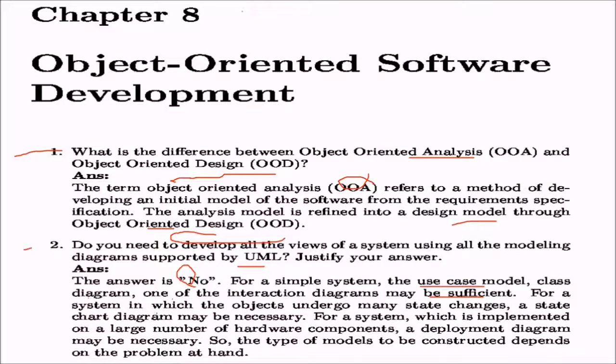And for those systems in which the objects undergo various state changes, we will require a state diagram. And for those systems which are implemented on a large number of hardware components, a deployment diagram may be necessary. So the type of models to be constructed actually depends on the problem and the type of requirements which are there.